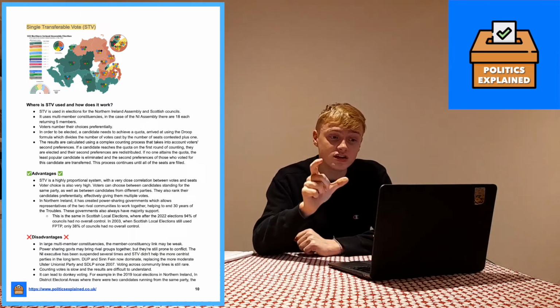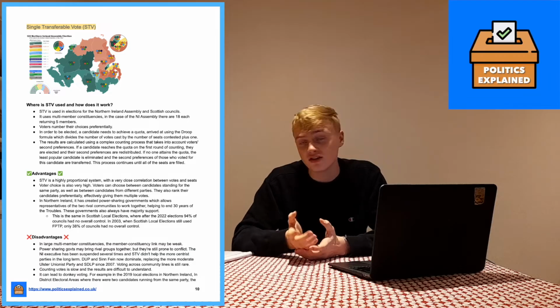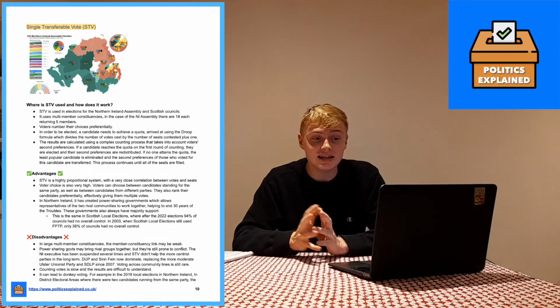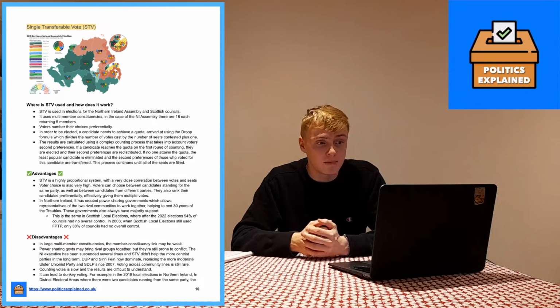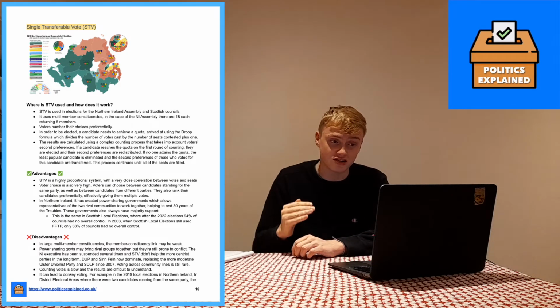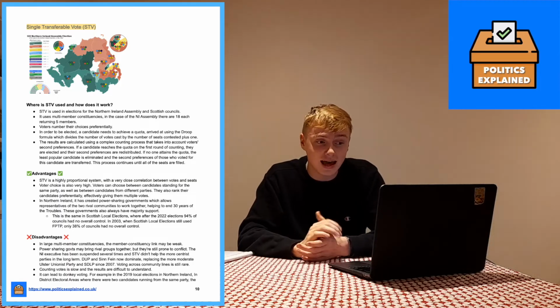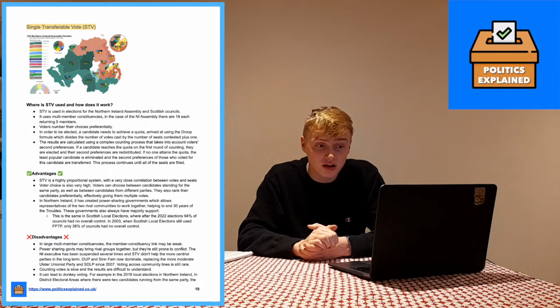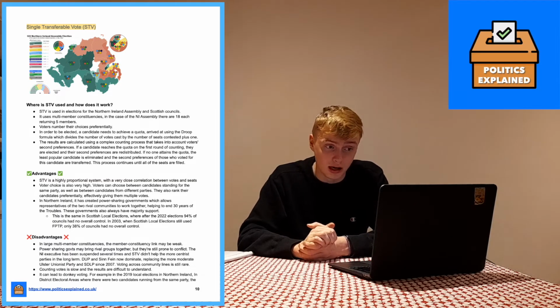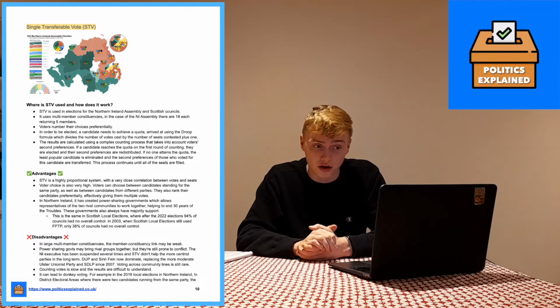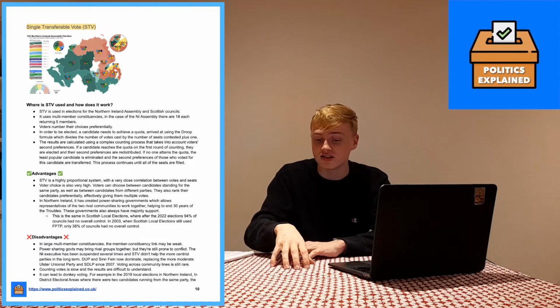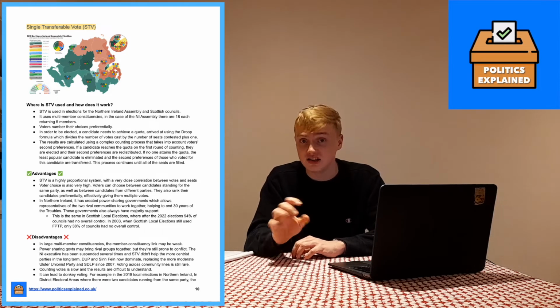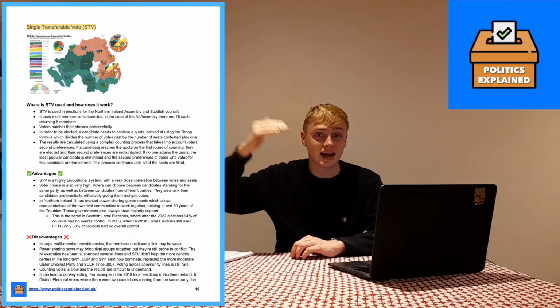So it uses multi-member constituencies. In the case of the Northern Ireland Assembly, there are 18 multi-member constituencies, each of which has 5 members. Voters number their choices preferentially. In order to get elected, a candidate needs to achieve a quota arrived at using the Droop formula, which divides the number of votes cast by the number of seats contested plus 1. So for example, in Northern Irish seats, where you have 5 in each seat, you need 20% of the vote to get elected, first of all.